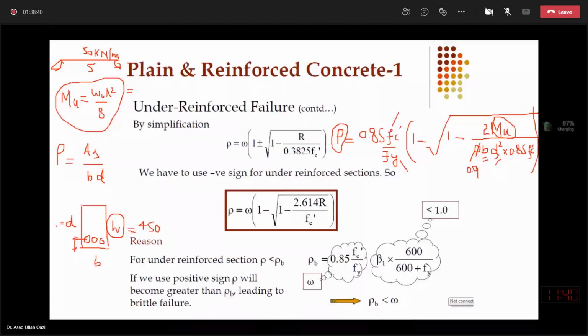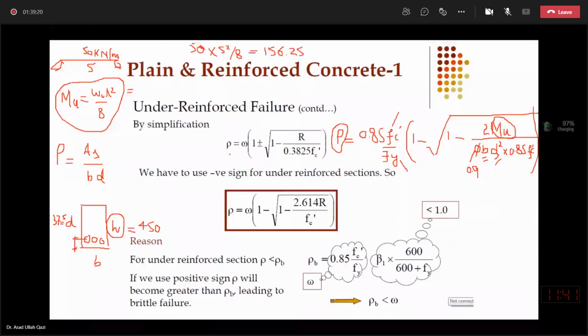Sir, 156.25 kilonewton meter. How much is it? 156.25. Yes, 50 into 5 square divided by 8, is that how you calculated it? Yes, sir. 156.25. Agreed?